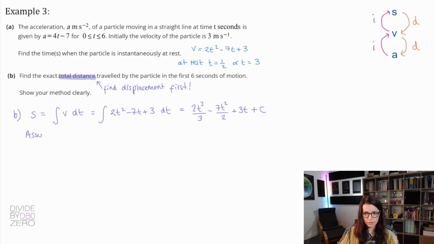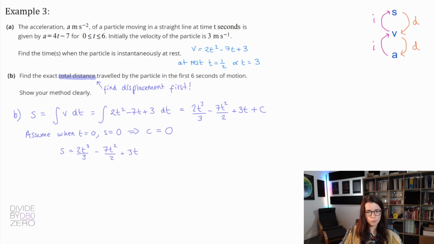So I'll just write that down. Assume when t equals 0, s equals 0. That would lead to c also being 0 if you subbed that in. So then we can say s is just 2t cubed over 3 minus 7t squared over 2 plus 3t, and we don't need to worry about c anymore.